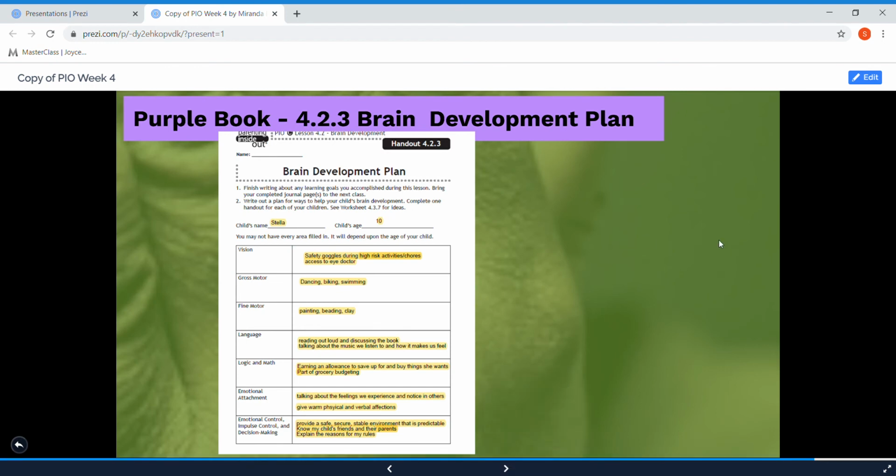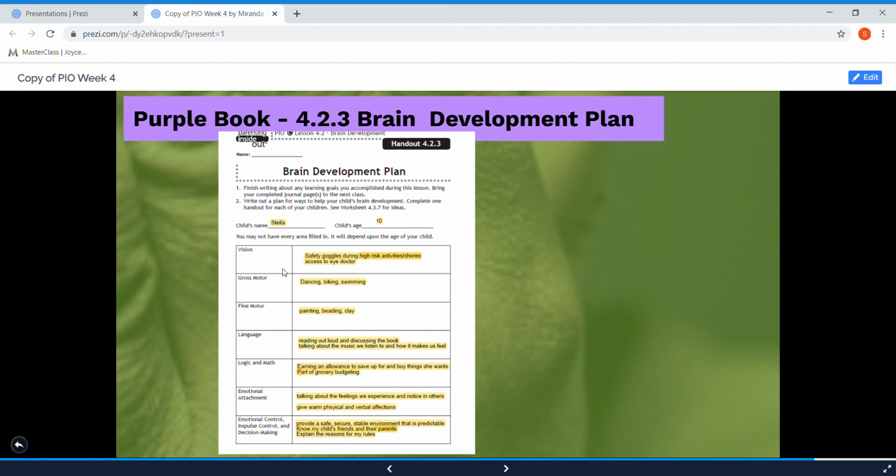Then I want you to turn to the purple book, and I want you to open it up to handout 4.2.3, Brain Development Plan, and it looks like this. I want you to write your child's name and their age. So if you have multiple children, maybe you put a line down the middle and you fill it out for 2 different kids, or more than 2 different kids. So for this one, I said that Stella is now 10 years old.